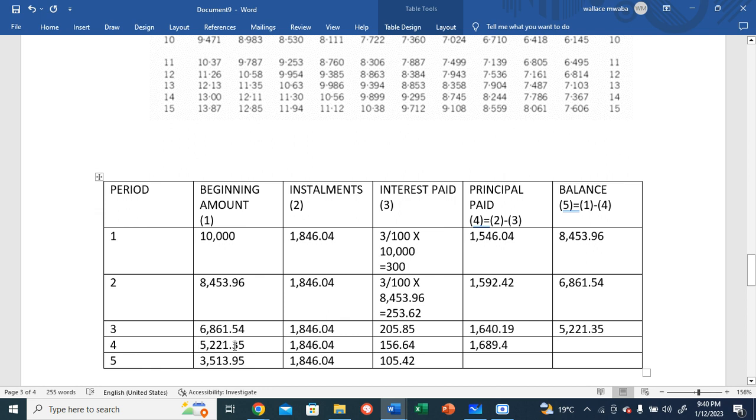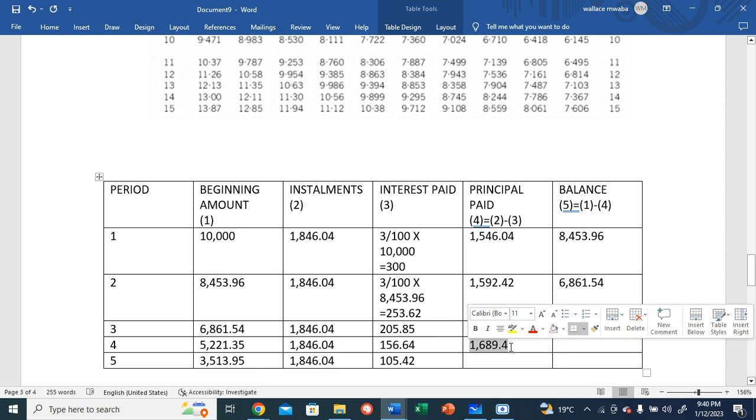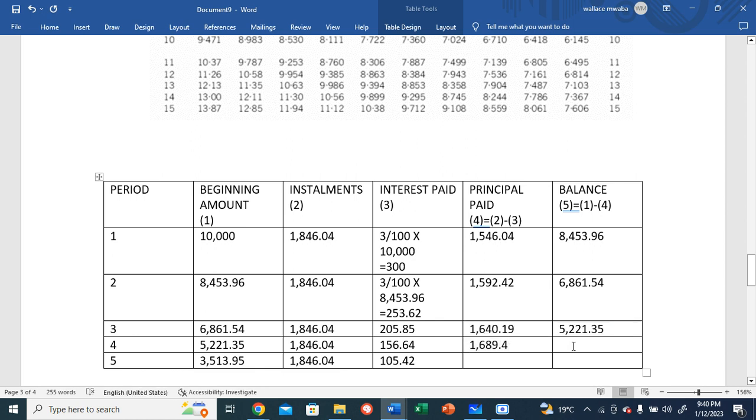So when we subtract 5,221.35 minus 1,689.4, we get 3,531.95. So here it's just the 3 and 1 which were transposed here. Numbers are unique. So when I transposed these two figures, even this was transposed here. Interesting.